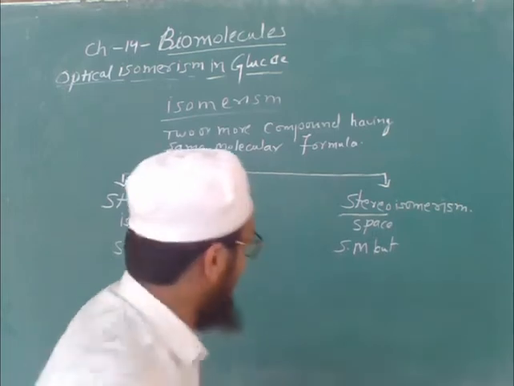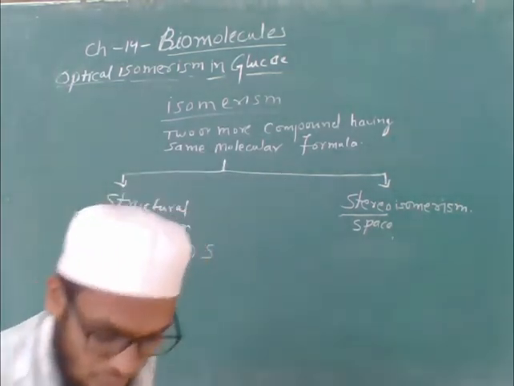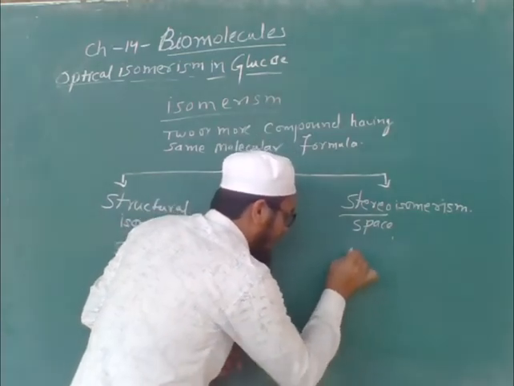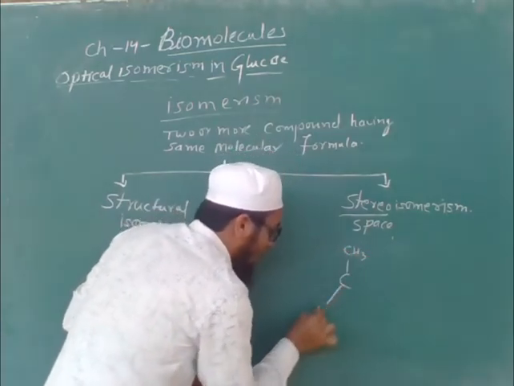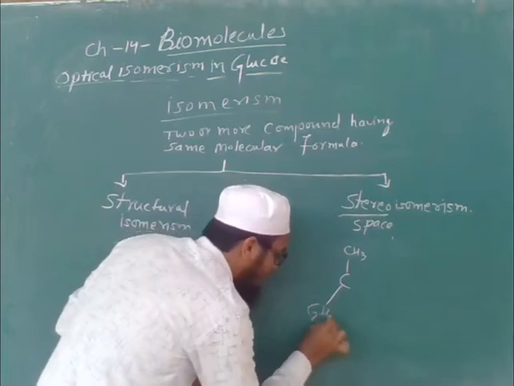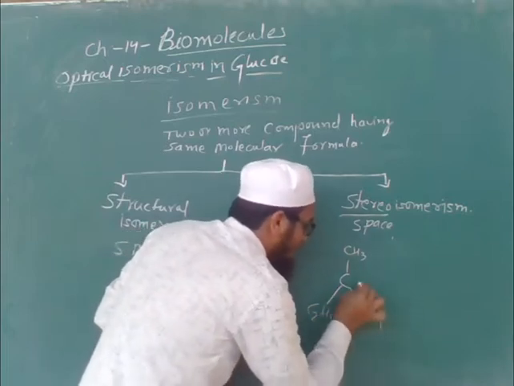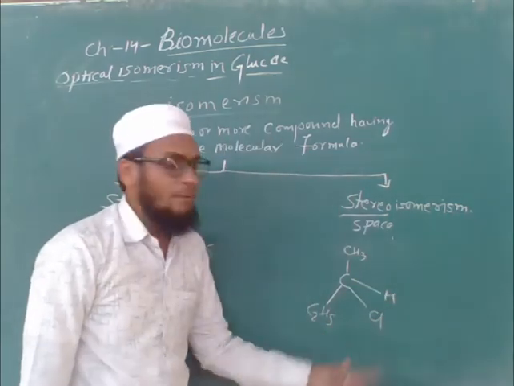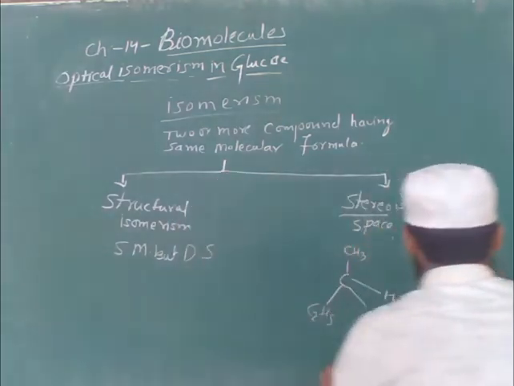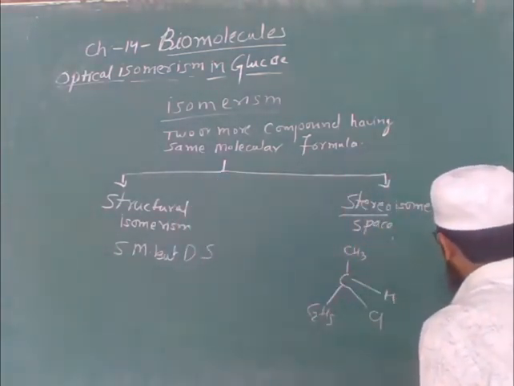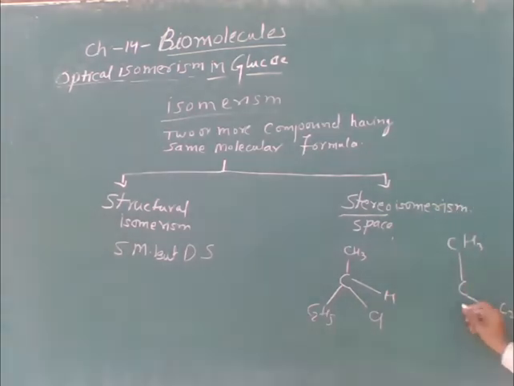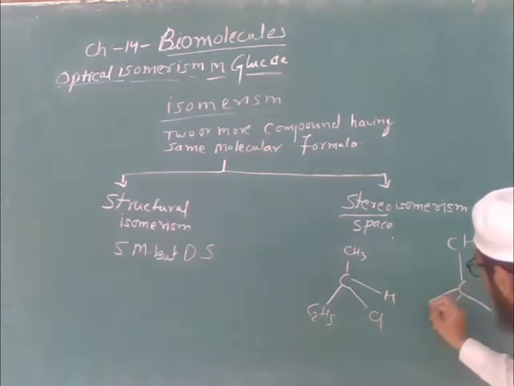How will it be? Look here. Suppose this molecule is C single bond CH3 single bond C2H5 single bond Cl single bond H. This is our one molecule. I will also write another molecule: CH3 single bond C single bond C2H5. This one is our chlorine, this one is our hydrogen.